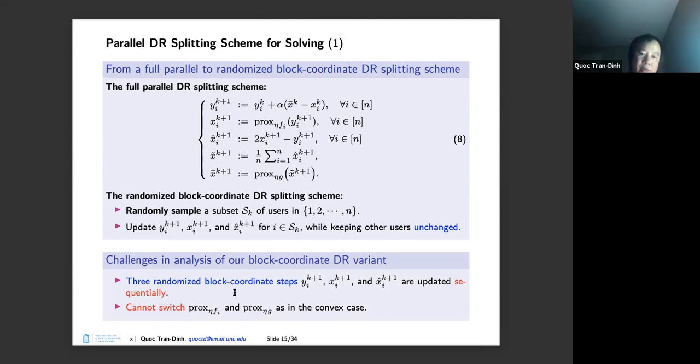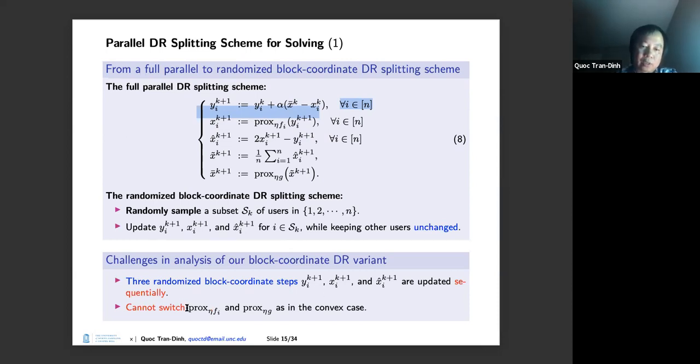One of the challenges here is to analyze the convergence of these methods, because we sample the 3 steps at once. These steps are actually implemented sequentially, but at the same time we sample them. So this leads to a challenge in the analysis, because it does not follow exactly the classical block coordinate descent methods.